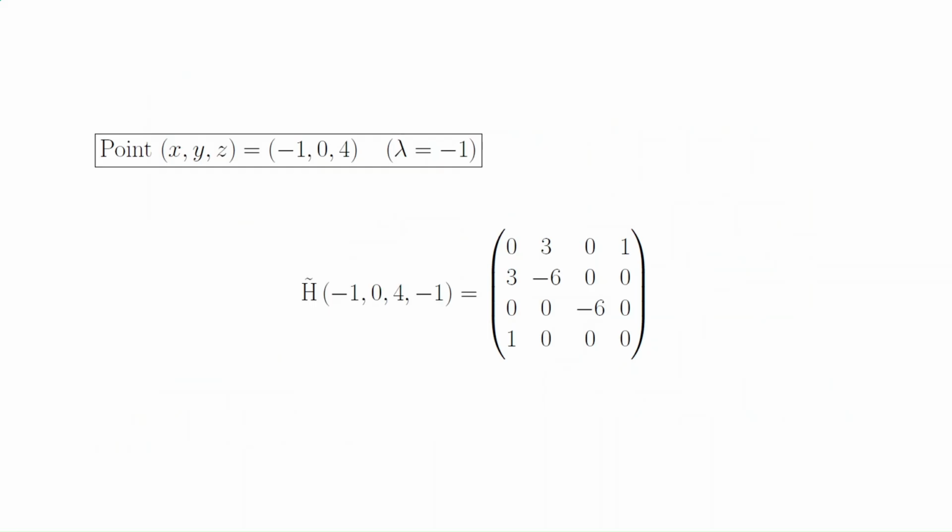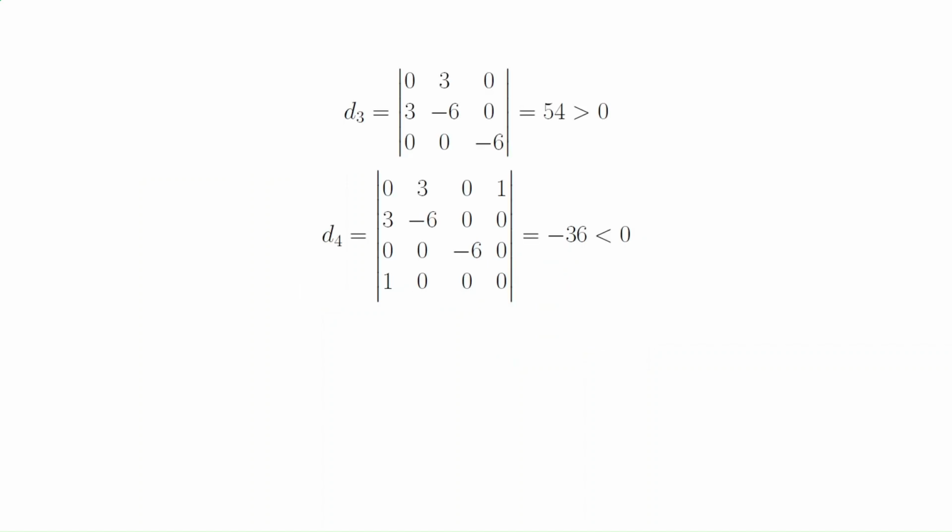Now that you know how to use the matrix, let's evaluate it at each critical point and apply the criterion. Consider the critical point -1, 0, 4. Substitute its values in the bordered Hessian matrix so you obtain the specific matrix that you see on the right. Now we compute the 2 leading principal minors that we need in this case. First, the determinant of the upper left 3 by 3 matrix, which happens to be positive. Then the determinant of the full 4 by 4 matrix, which happens to be negative.